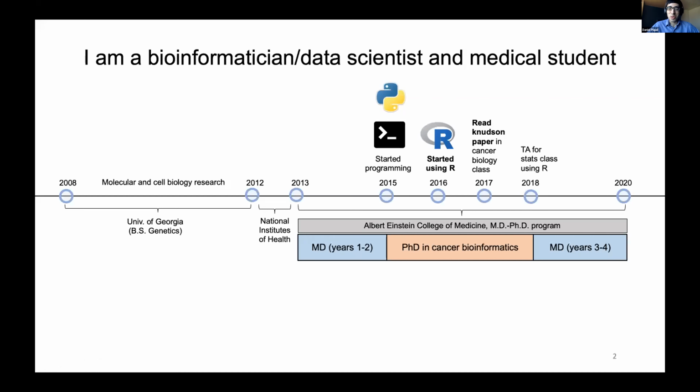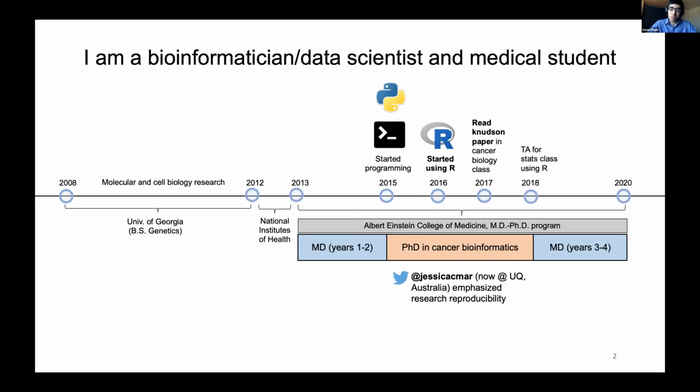So basically, I am part of an MD PhD program at Albert Einstein College of Medicine, which is in the Bronx in New York City. Just a little bit of background, I started programming in 2015 as part of my PhD in cancer bioinformatics. In 2016, I started using R. And then the year after, I read the paper, which I'll tell you about today, as part of a course. I'm generally interested in health informatics and in doing computational research that can help improve outcomes for people.